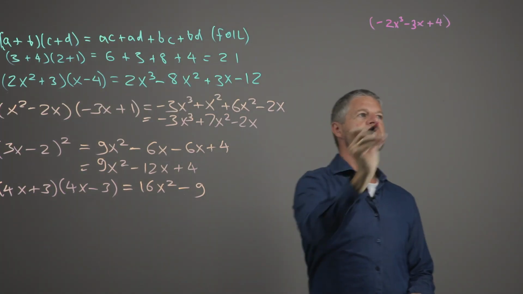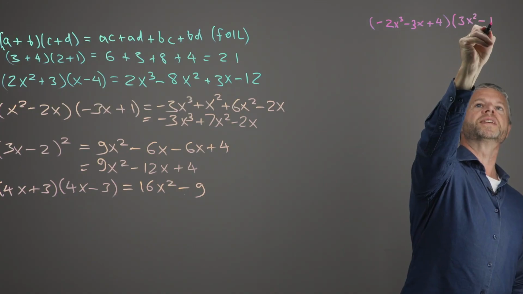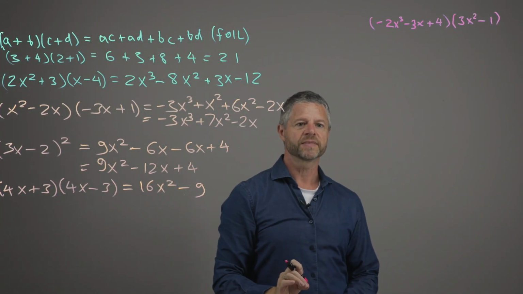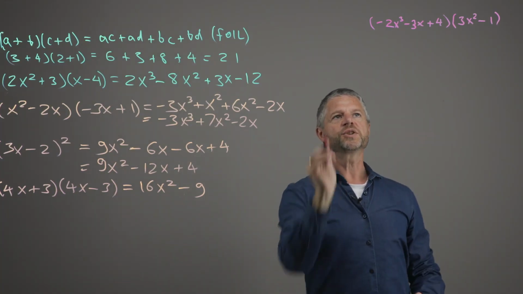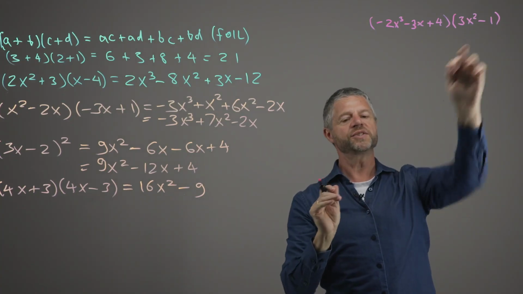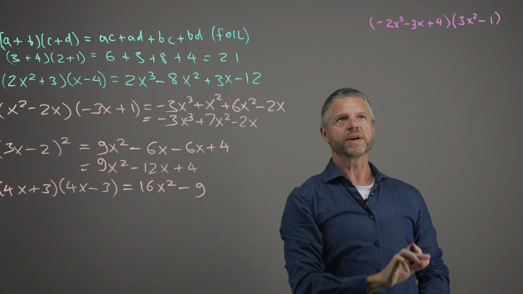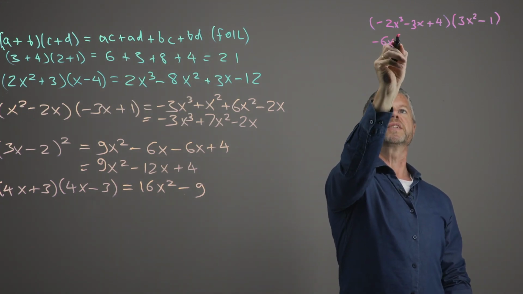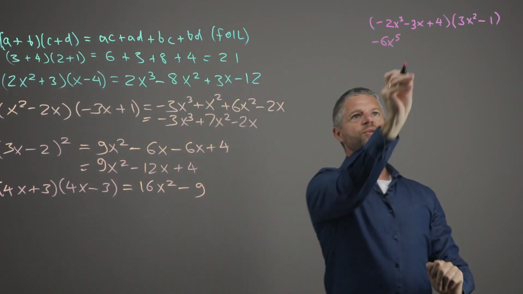And we'll multiply it by a polynomial with 2 terms. So there's going to be 3 times 2, 6 partial products here. So to be systematic, what I'm going to do is I'm going to do minus 2x cubed times each of these 2 terms first. So minus 2x cubed times 3x squared is going to be minus 6x to the 5. And then we'll have minus 2x cubed times minus 1.